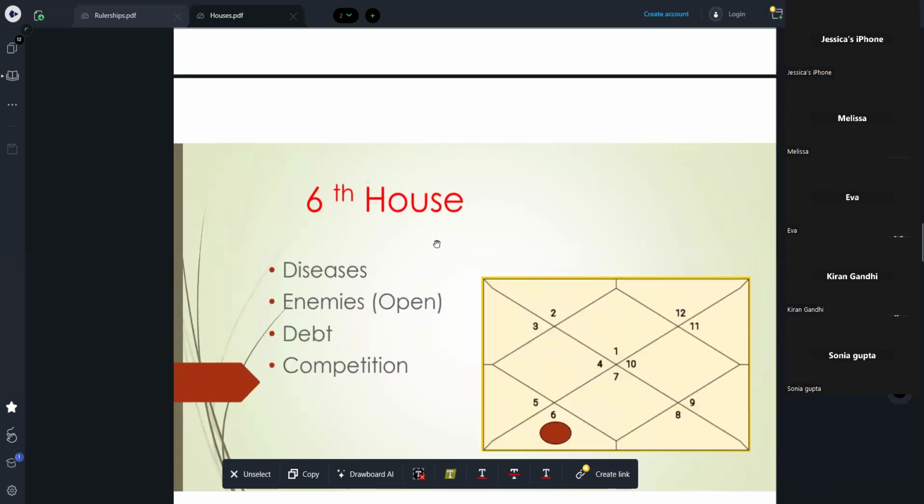And there are three main houses that are the least liked in astrology. Those houses are the sixth, eighth, and 12th houses, okay? And why the sixth is one of the least desired houses, you can already tell. Anyone know what the house of health is? What house represents health?